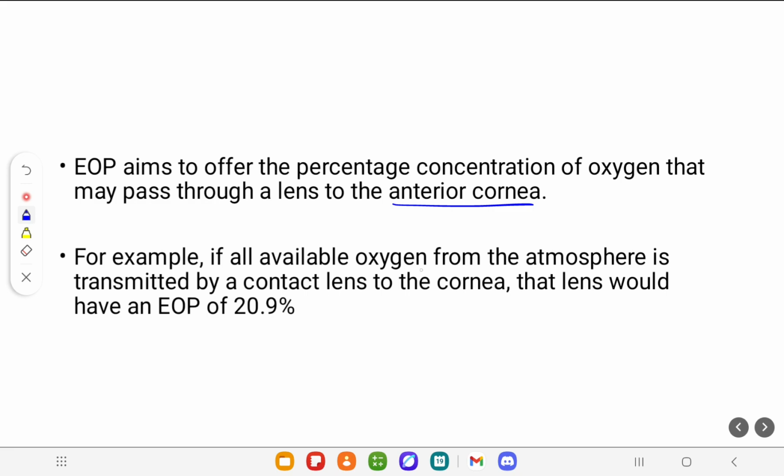For example, if all the available oxygen from the atmosphere is transmitted by the contact lens to the cornea, then the lens would have an EOP of 21%, which is the equivalent oxygen. If all the available oxygen could pass through, but it doesn't happen, does it? No, not at all. That's why a contact lens always reduces the equivalent oxygen percentage.